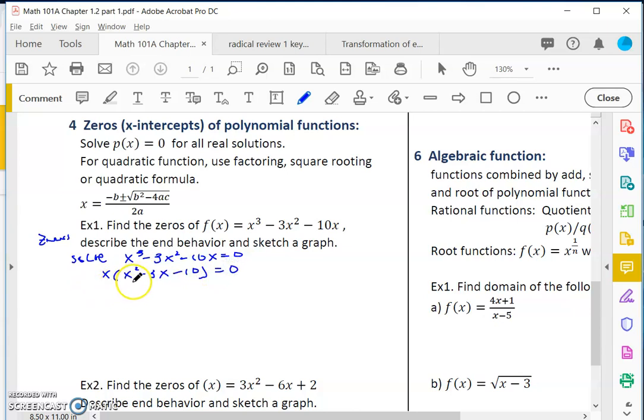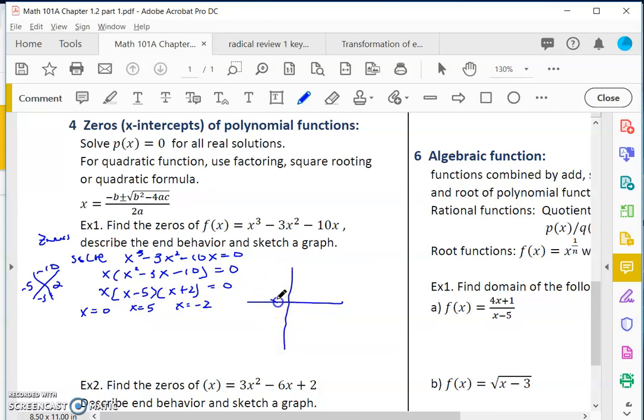And then we need to factor more of this quadratic term. It turns out that this is factorable. Why? Because you can find two numbers that multiply to negative 10 and add to negative 3. So negative 5 and 2. So x minus 5, x plus 2 equal to 0. Then we solve for 0. x is equal to 0, x is equal to 5, and x is equal to negative 2. So we have 3 zeros.